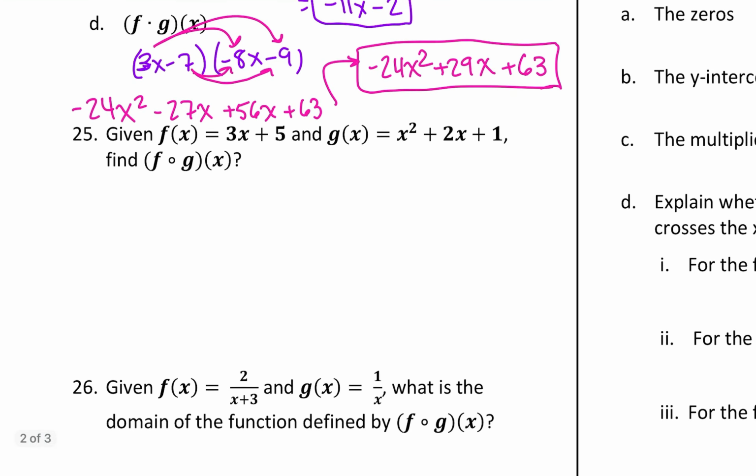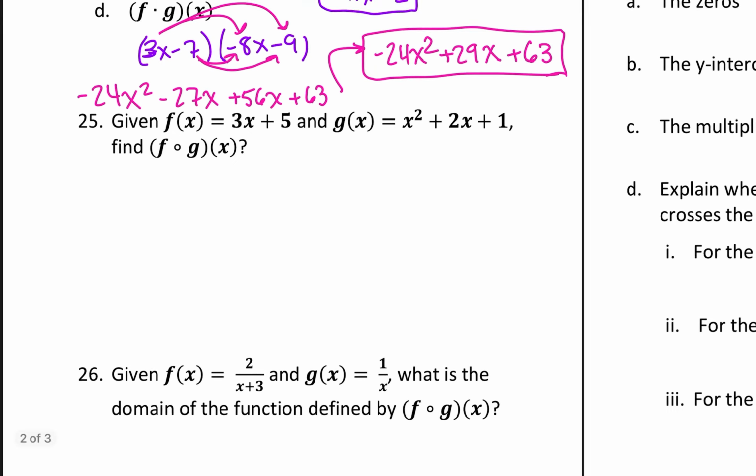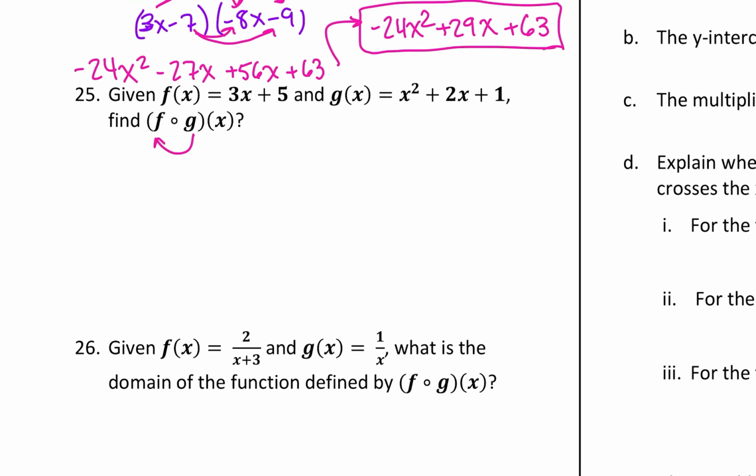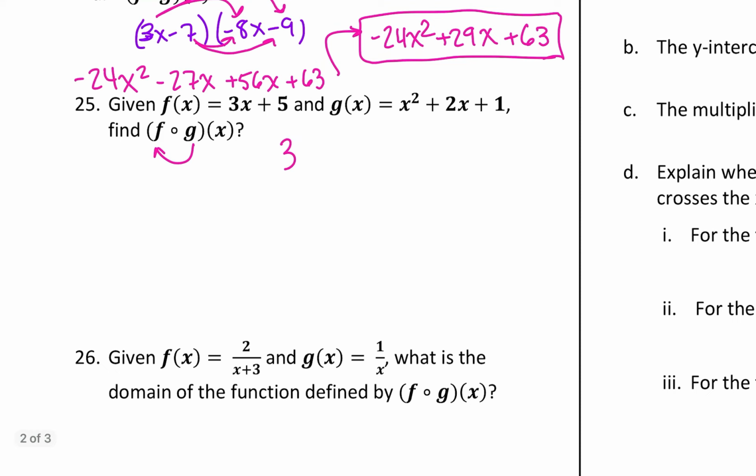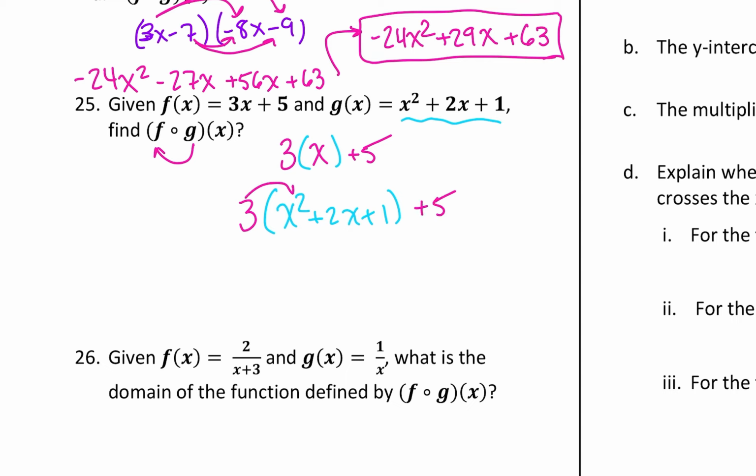25 asks us to do f of g of x. So we've got f of x and g of x, and they want us to compose those together, meaning we're plugging g into f. So I like to start out by writing f out. 3x plus 5, and I'm going to put parentheses around the x. What I'm doing is taking that x out and plugging in g of x. Then I want to plug g of x in. So I end up with 3, and then when I plug g of x in, x squared plus 2x plus 1, and then this plus 5.